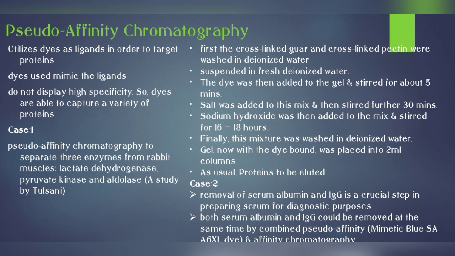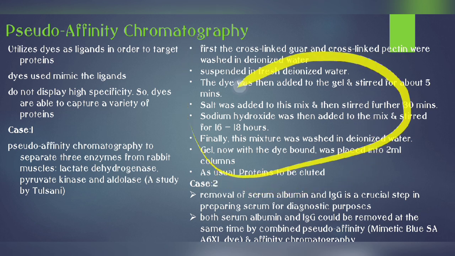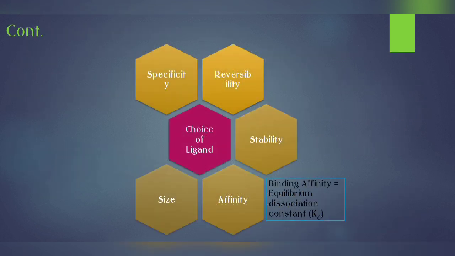And in case 2, this type of chromatography is also used for separation of IgG and albumin from blood components. The IgG molecule and these things are used for diagnostic purposes. Here the dye they are using is Mimetic Blue SA6HI dye. Here a combined use of normal affinity chromatography and then pseudo affinity chromatography is used for separation. How they prepare the pseudo affinity dye is mentioned in this.